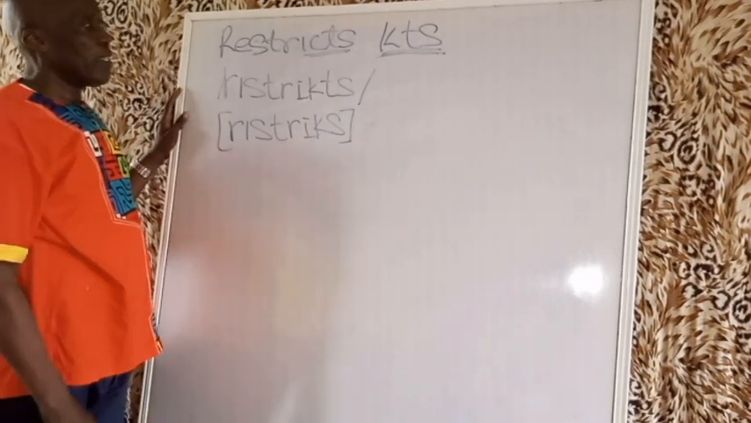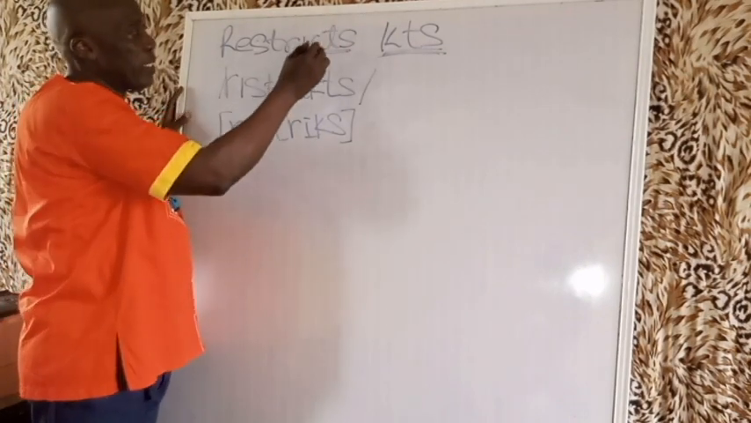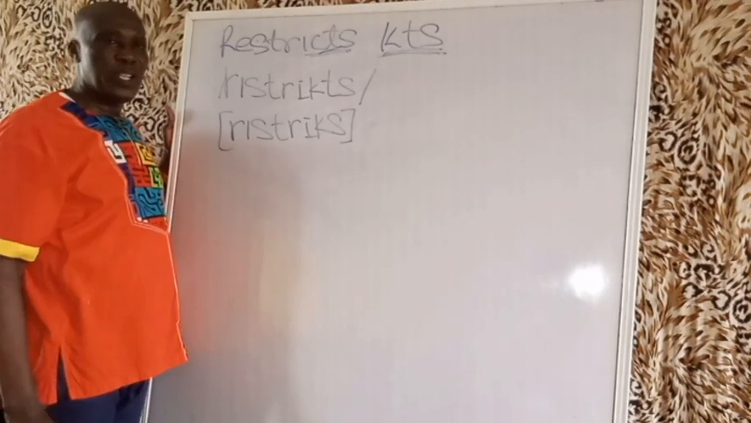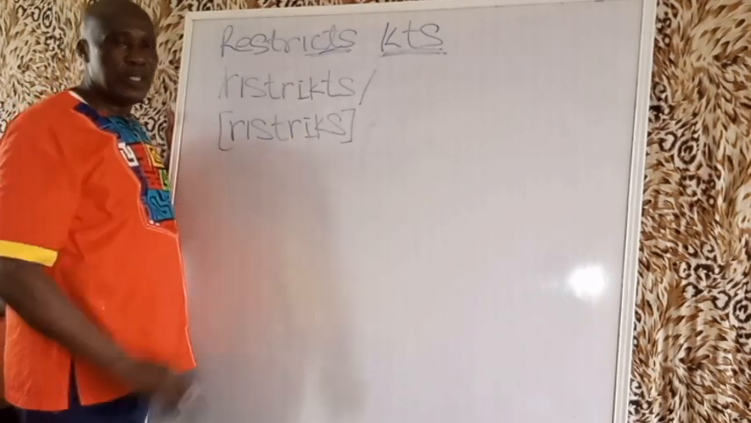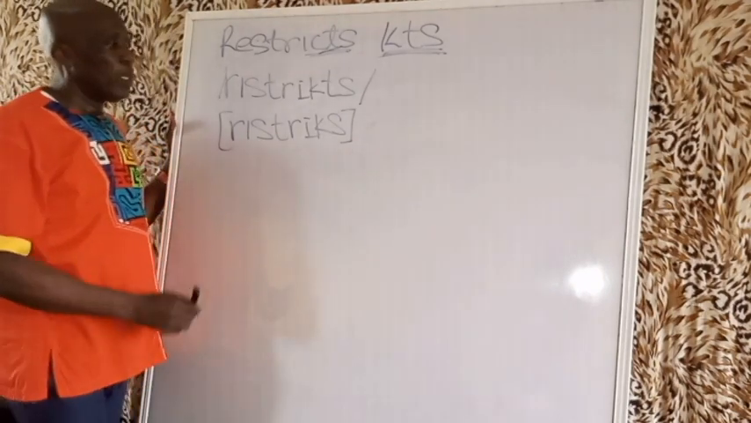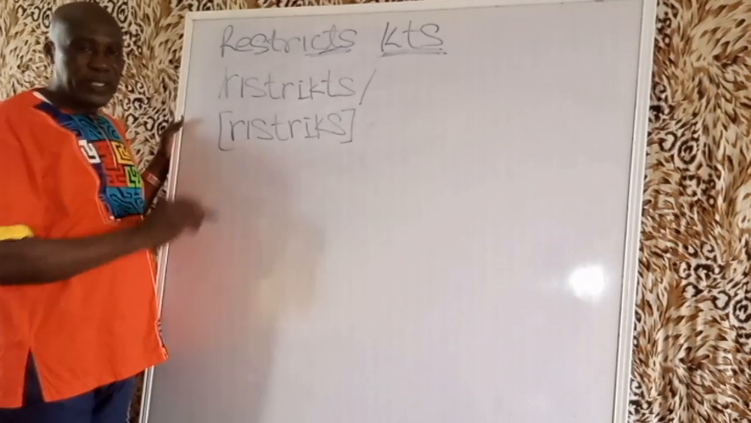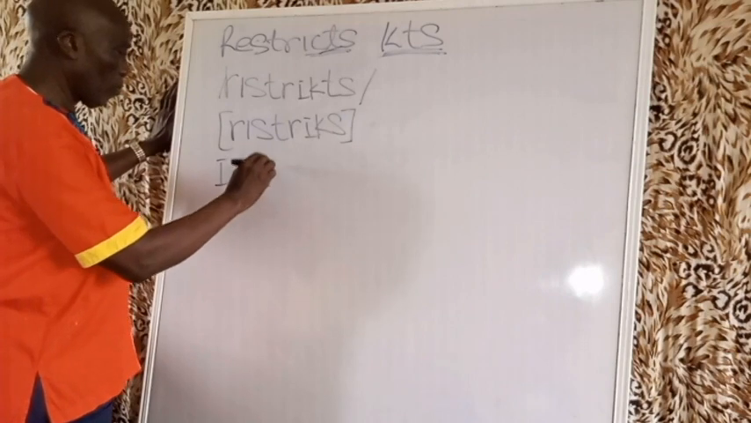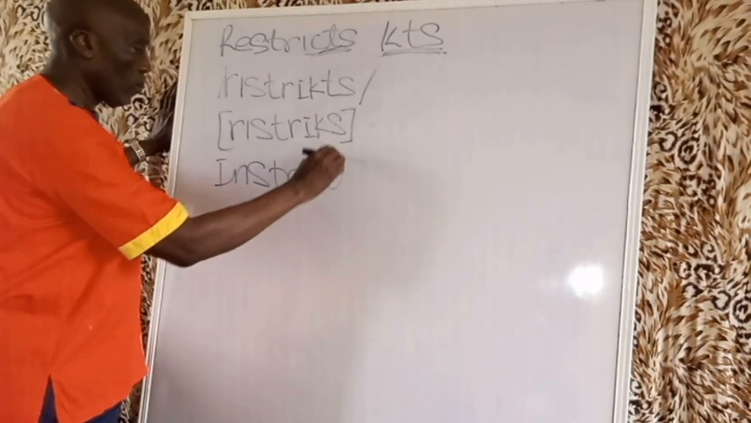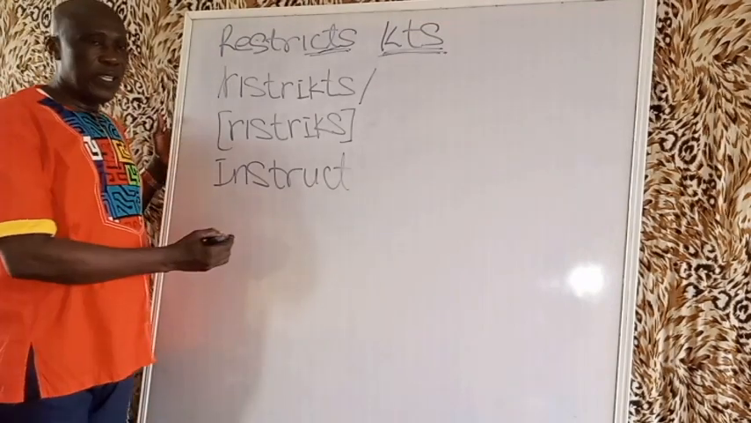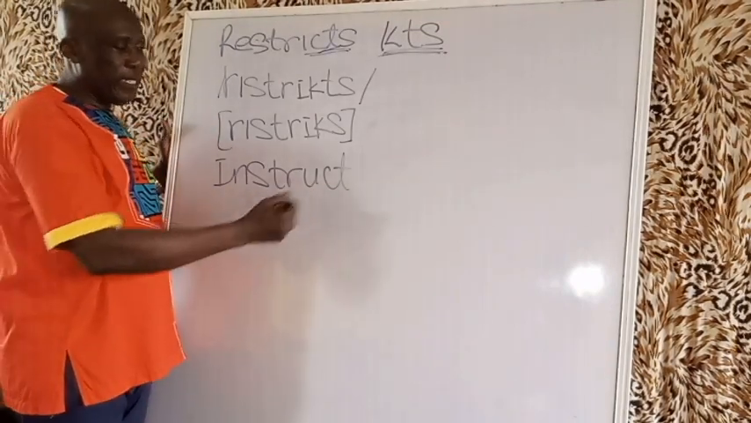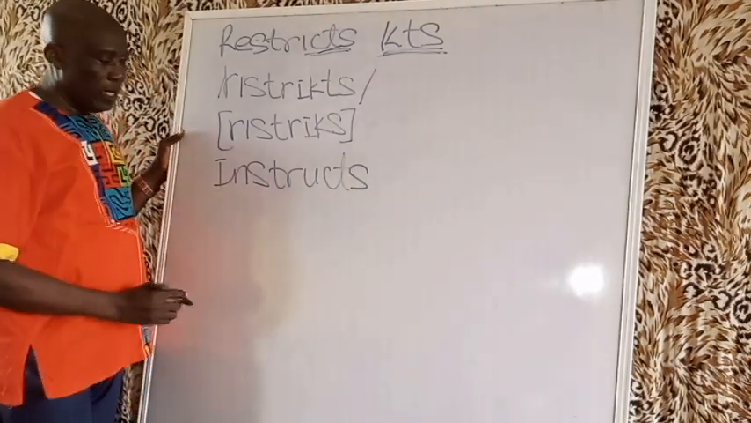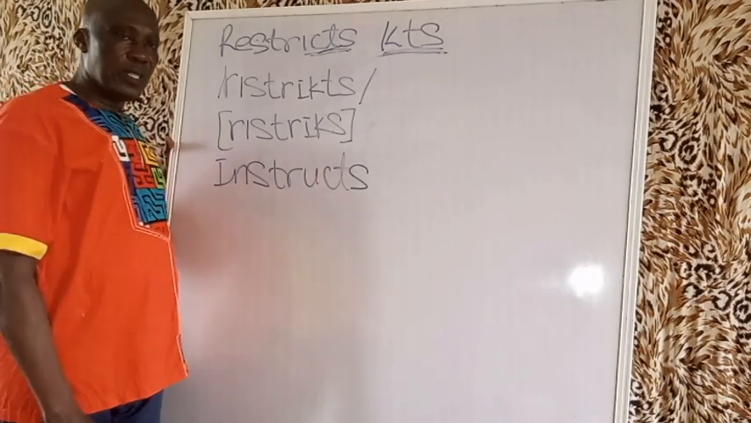So that is why the rule is that you remove the sound that is represented by letter T, take it away, go ahead and speak your English without struggle. Restricts. Let's look at one more example before we round off. Let's consider the word instruct. Instruct. Definitely, this word also ends in letter CT. Instruct. So now having S added to it, it gives you instructs.